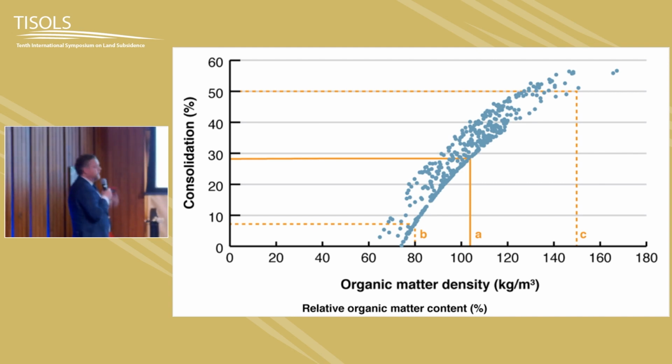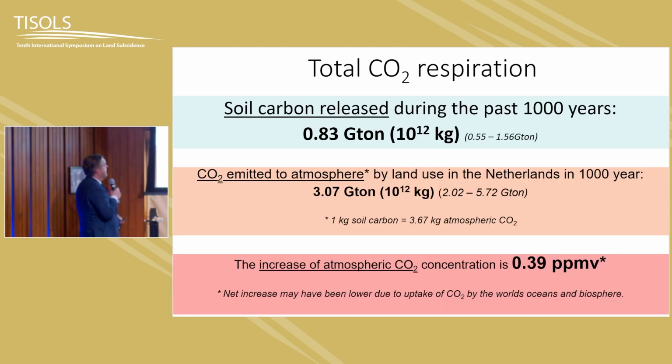So we now know that 28% of the volume loss that we had, and that was 2/3 of the 20 cubic kilometers, I hope you're still with me, is attributed to compaction, and the rest is oxidation. So we can use that number and add together the combustion-related 1/3 loss of the 20 cubic kilometers to get to the total emission. And that's then 0.83 gigatons of soil carbon that has been lost from the Netherlands over the last 1,000 years. Now, I think no one has a good feeling with this number.